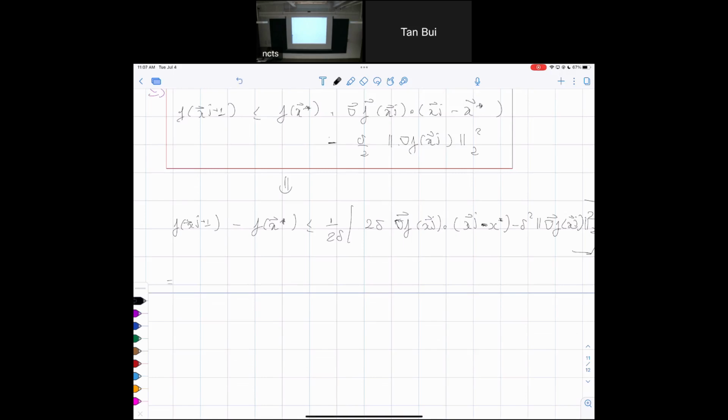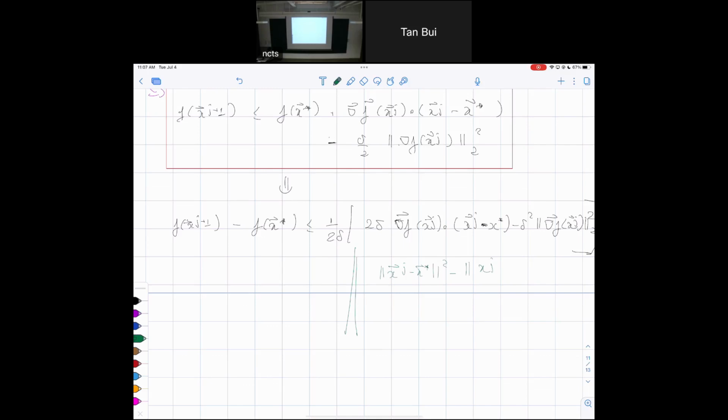Okay, so I'm gonna add and subtract now. The right hand side is equal to, by add and subtract, xj minus x star squared, right? You just add and subtract this in order for us to complete the square.